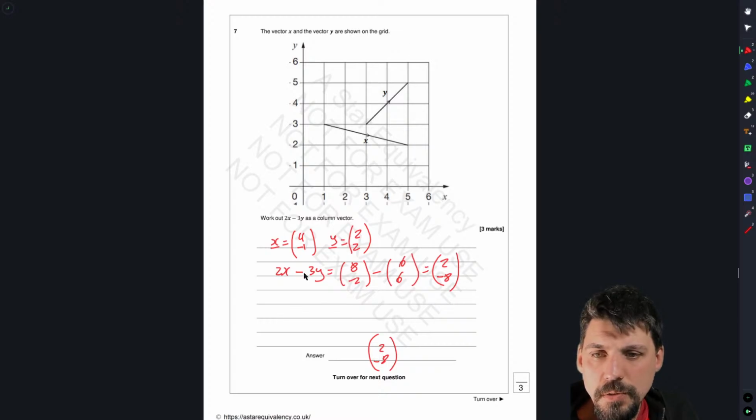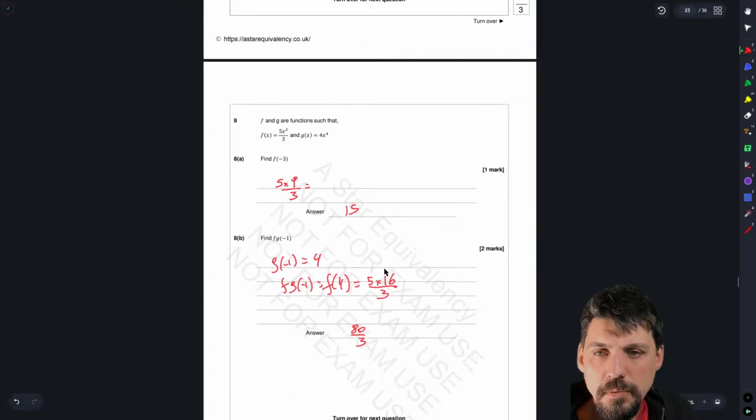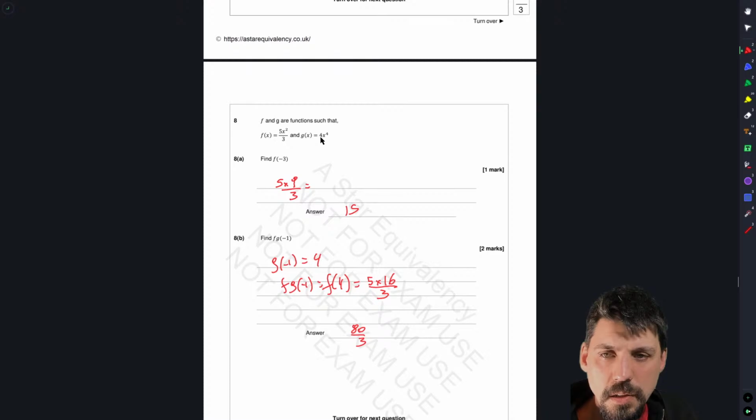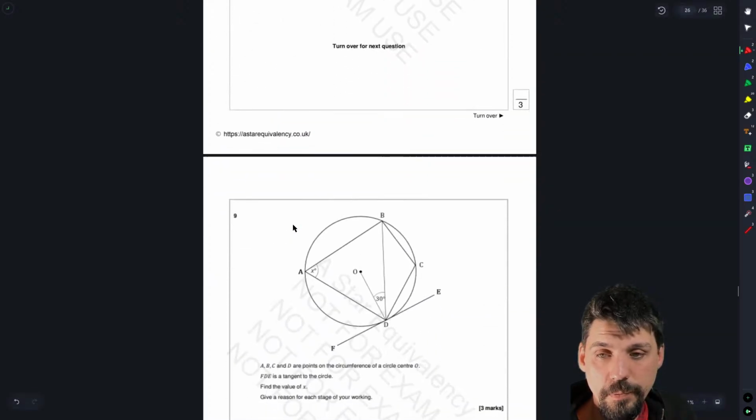4 minus 1, 2, 2. 8 minus 2, 6, 6. F of minus 3, 5 times 9 over 3 is 15. I mean, that just feels wonky, but it is what it is. G of minus 1 is 4, unless I'm reading that poorly. 5 times 16 over 3. Yeah.